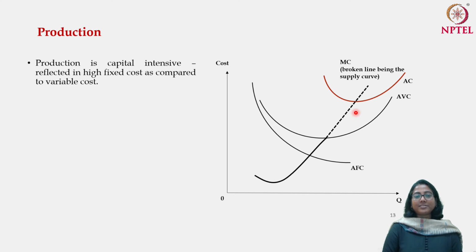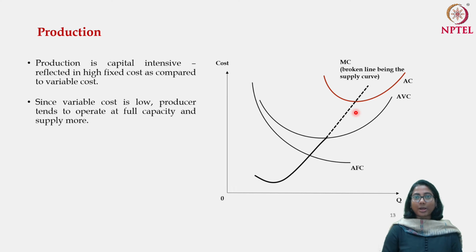So this is what we have said, that the production of fossil fuel is capital intensive and that is reflected in very high fixed cost as compared to variable cost. However, this is not to say that the variable cost is low. So this is one thing we need to understand. Now, since the variable cost is relatively low, the producer tends to operate at full capacity and supply more. For development of the capacity, you have put in a lot of money. As compared to that, the production cost is less. So you want to utilize the full capacity. Otherwise, your investment will lie idle.